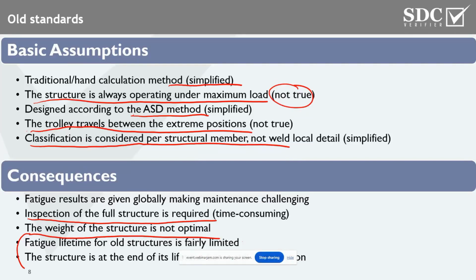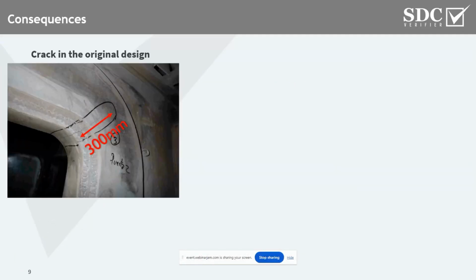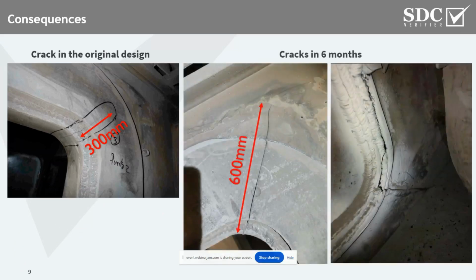In addition to all this, practical problems have occurred. For example, the ones which are related to cracks, like in this example. So when a crack is found in the original design with a length of 30 centimeters, and then in just 6 months, it became twice as long.